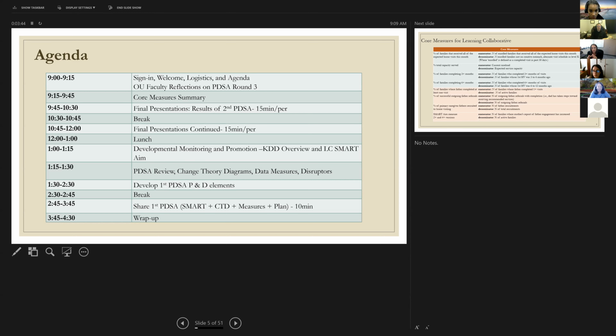So just kind of a 10-minute overview of your SMART aim, if you put together your change theory diagram, any measures you're thinking of using, and just kind of general plan. So kind of a brief overview of what you're planning to do this next round. And then we'll finish with a little wrap up, and that will be the day. So we'll probably get out around 4:30. We'll try to stick as close to that as possible. We may be able to wrap up a little bit early as well.